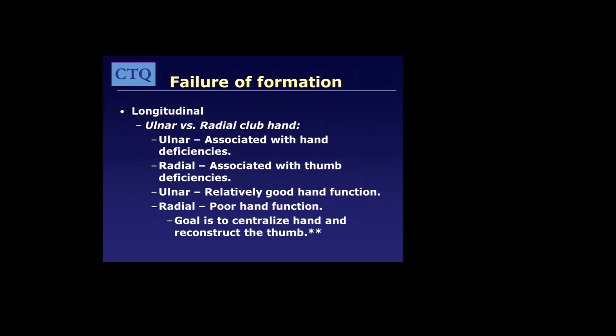Comparing ulnar versus radial club hand, the ulnar club hand has associated hand deficiencies, while the radial club hand has associated thumb deficiencies. The ulnar club hand patients have relatively good hand function, while the radial club hand patients have poor hand function. For radial club hand, the goal of treatment is to centralize the hand and do a thumb reconstruction.